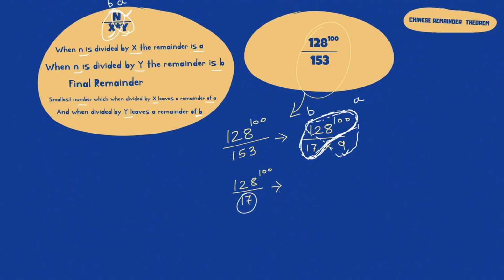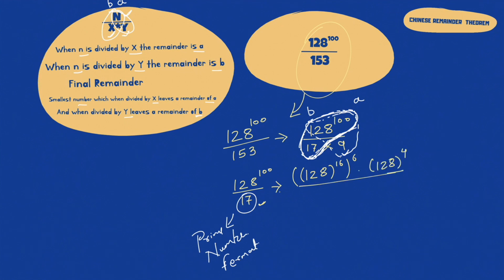So how do you solve this now? As I see the denominator to be a prime number, the first thing that comes to my mind is Fermat's theorem. So I need the power of 128 to be 1 less than 17. So I'll write 128 raised to 16, raised to 6. 16 into 6 is 96. What am I left with? 128 raised to 4 is what is left, divided by 17. According to Fermat, the remainder for the 16 part is nothing but 1. So it is 1 raised to 6 into 128 raised to 4 divided by 17.